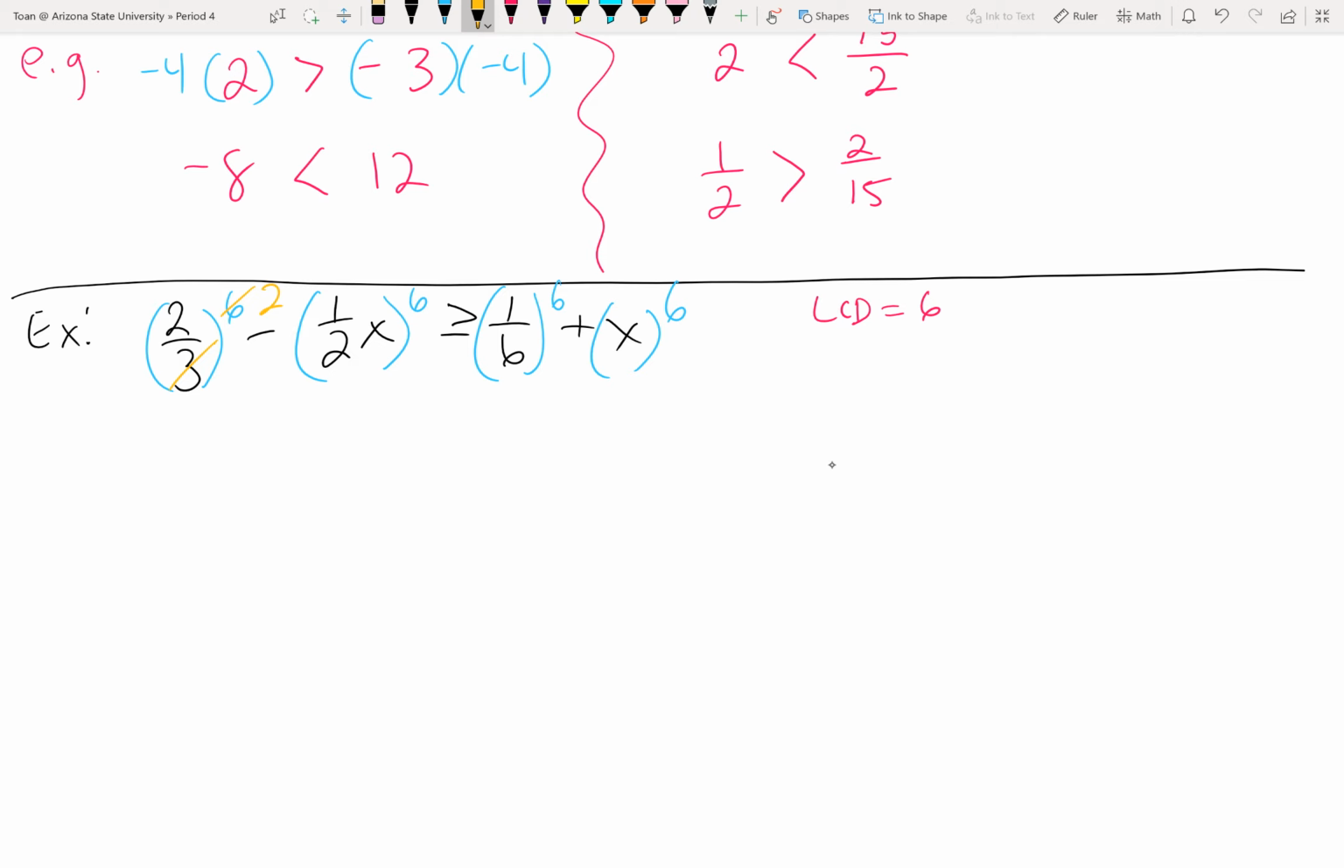So that's 2 there. 2 and 6 will reduce to 3. 6 and 6 are completely gone, and there's nothing to cancel out in the fourth term. So then you just write down what's left over. 2 times 2 is 4, minus 3 times x is 3x, greater than or equal to 1, plus 6x. Now that is a friendlier looking inequality to solve.